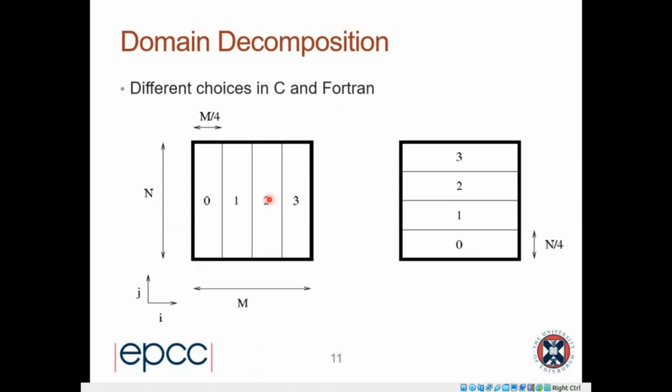If you do it this way, then when you exchange data, all the data in the halo is a contiguous block of memory, a single block in C, because C and Fortran disagree over whether it's i or j, row or column major. But in C, all the j values are together for a given i. So when we do halo swapping, we can send and receive the entire slice of pixels with a single message of length n, or in Fortran, a single message of length m.